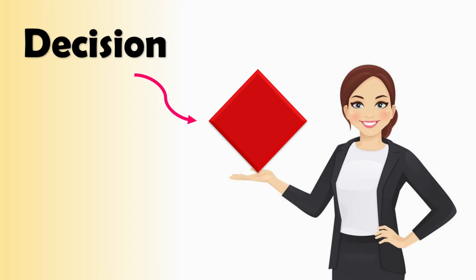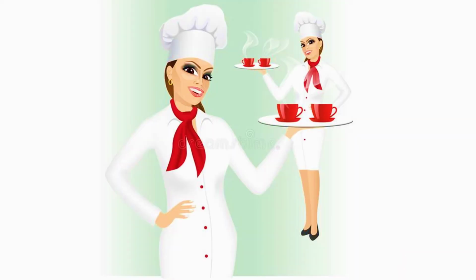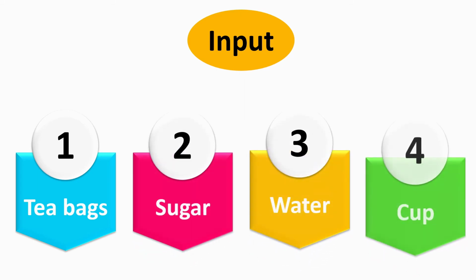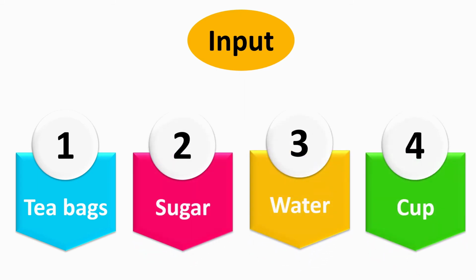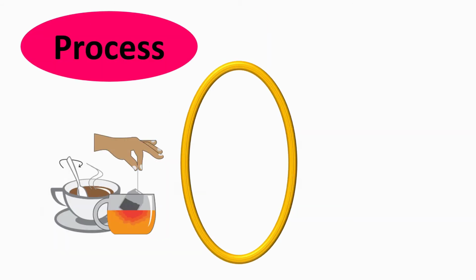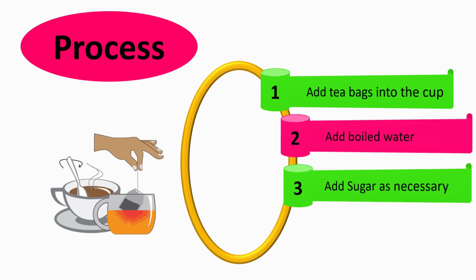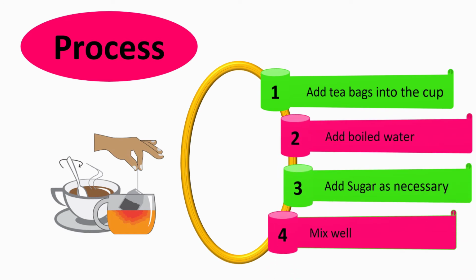Let's draw a flow chart to prepare a cup of tea. First of all, let's find out the input, process and the output. Here, the inputs are the ingredients we need to prepare our tea. Process should be the steps we follow when we are preparing the tea, right? So, the output should be the yummy cup of tea.